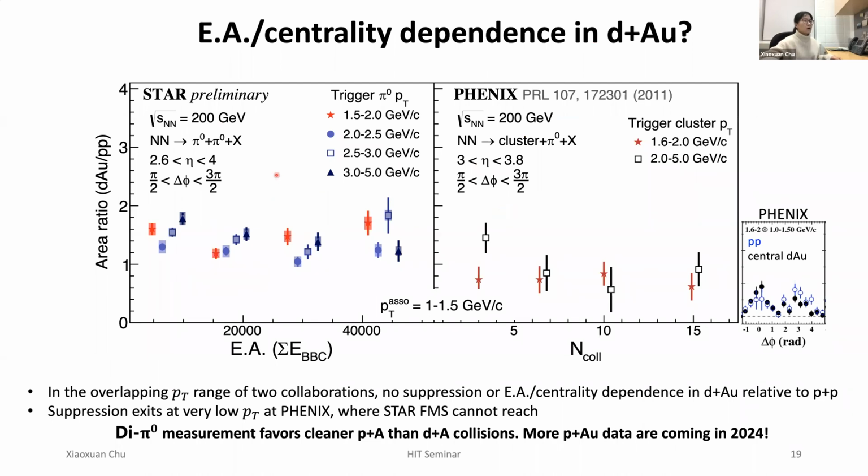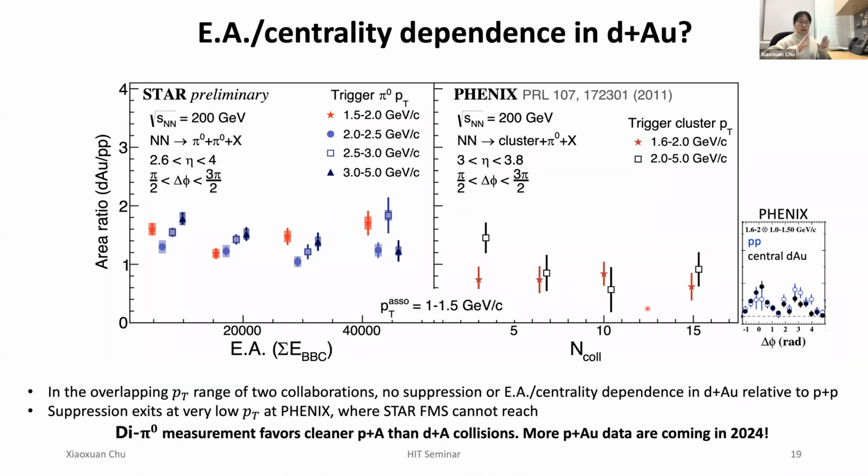So for STAR, there are different experiment setups. For STAR, we measure two pi-zero correlations in the rapidity range of 2.6 to 4. For PHENIX, they are measuring the cluster and pi-zero correlations in a slightly different rapidity range from 3 to 3.8. And the area ratio of D gold over PP is plotted as a function of event activity at STAR and as a function of number of binary collisions at PHENIX.